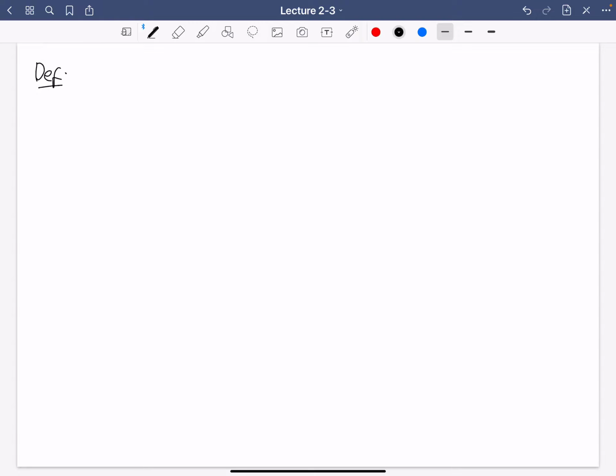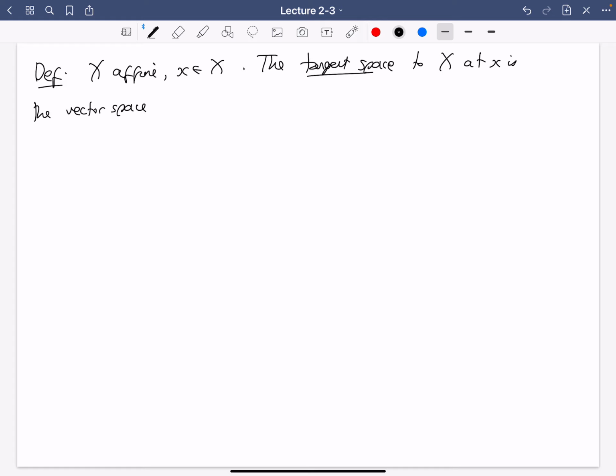So let's now start again after all of that motivation. We've got X an affine variety and a point little x in X. I'm going to define the tangent space to X at x as the vector space Tx of X, which by definition is the vector space of point derivations from the coordinate algebra to the field, point derivations for the point x.